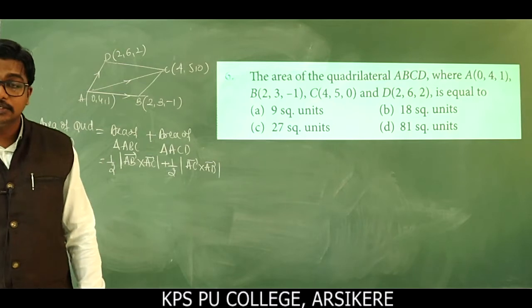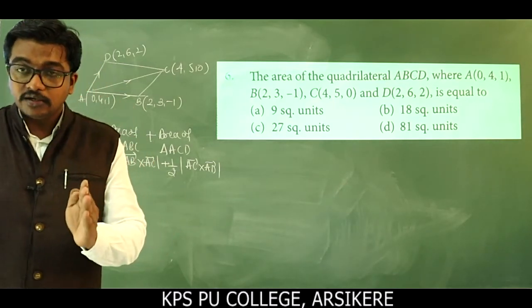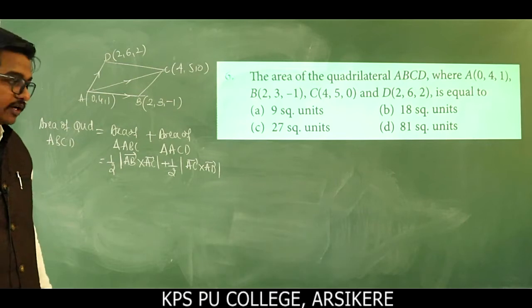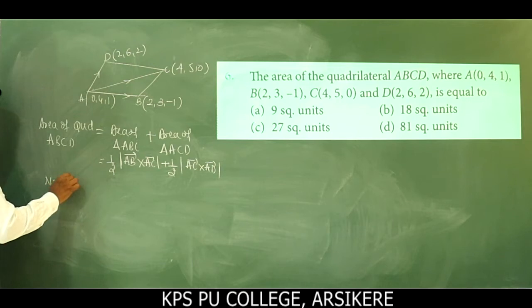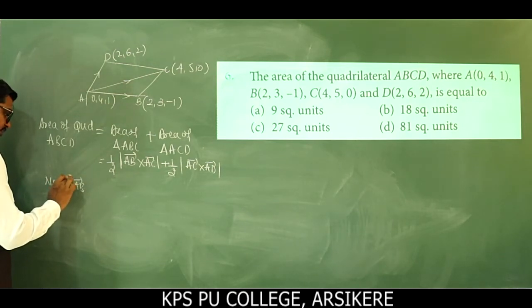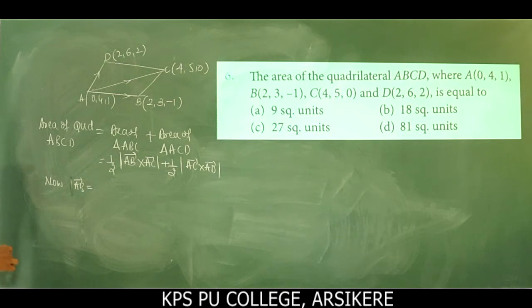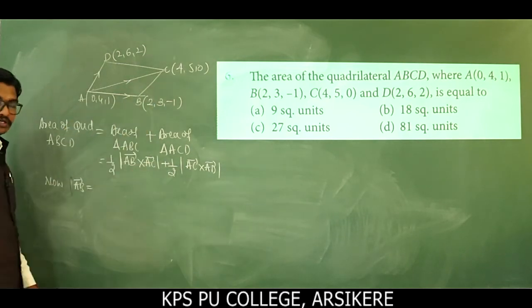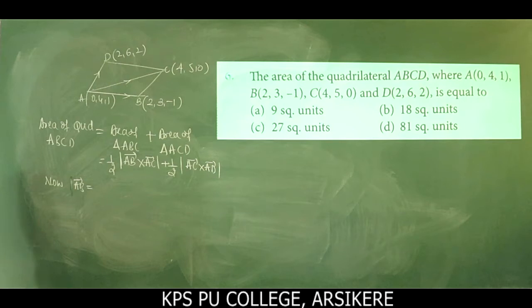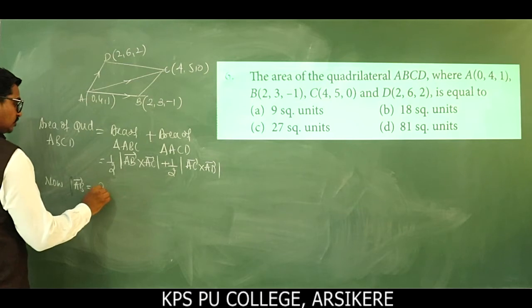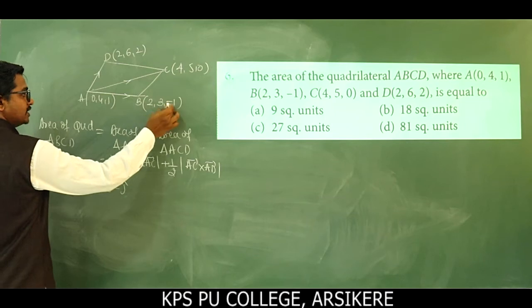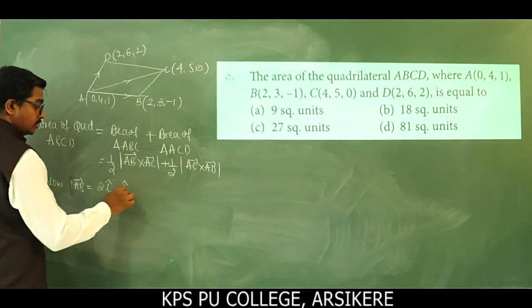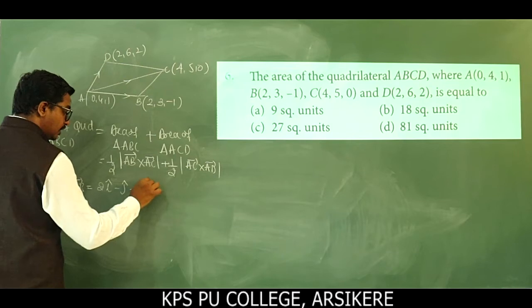Vector AB is position vector of the terminal point minus position vector of the initial point, the vector joining 2 points. For points (x1, y1, z1) and (x2, y2, z2) it is (x2 − x1) i cap + (y2 − y1) j cap + (z2 − z1) k cap. So this becomes 2 minus 0 is 2 into i cap, 3 minus 4 is −j cap, −1 minus 1 becomes −2 into k cap. This is your vector AB.